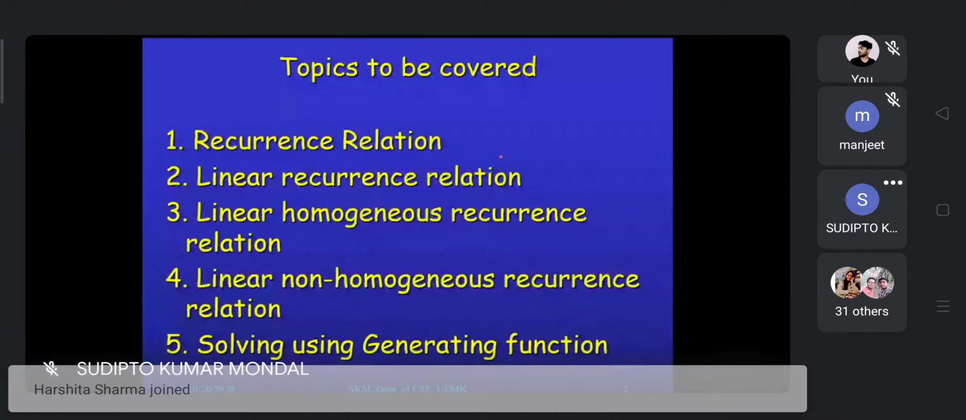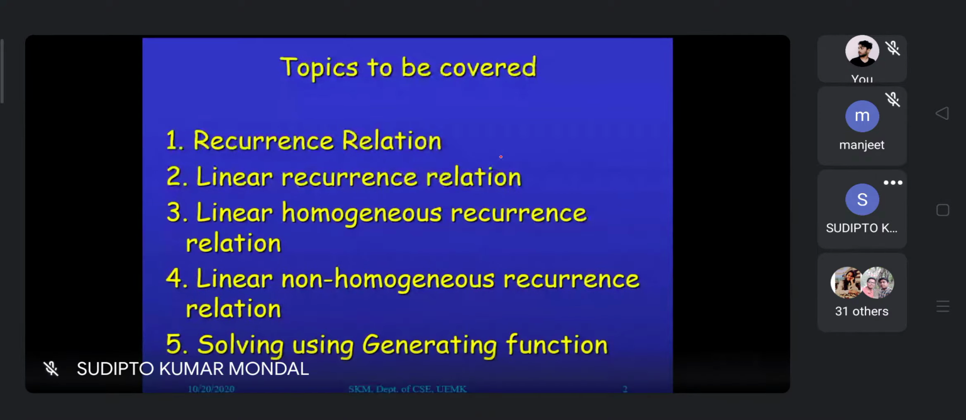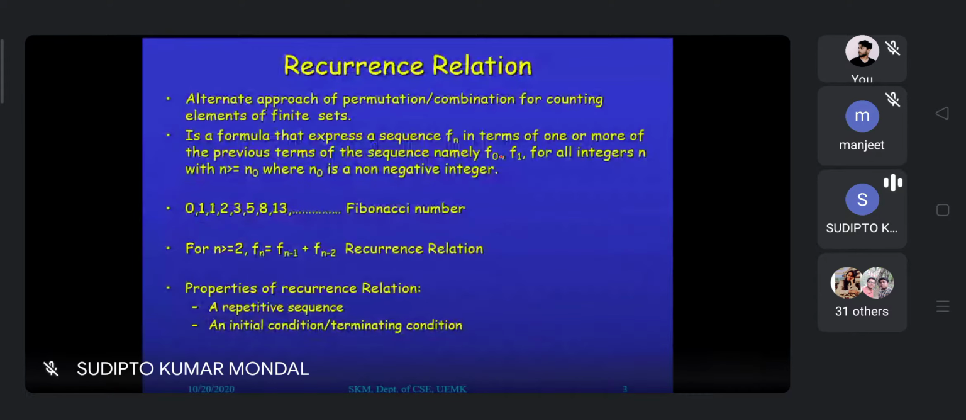Now, first of all, make it clear what a recurrence relation is and how we can frame a recurrence relation from a recursive function. So a recurrence relation is basically a representation where a certain function call we have to represent depending on its previous function call.